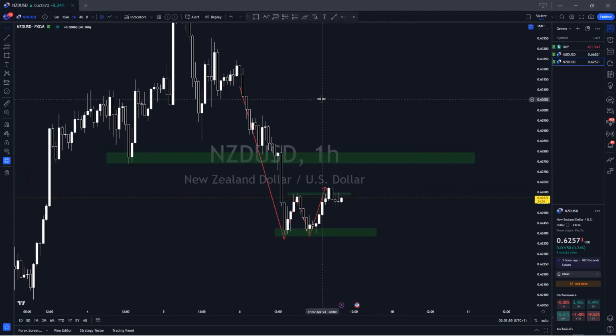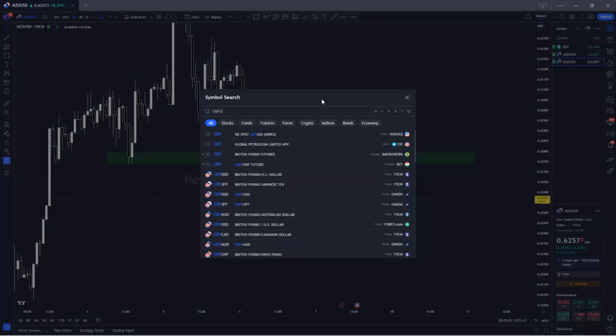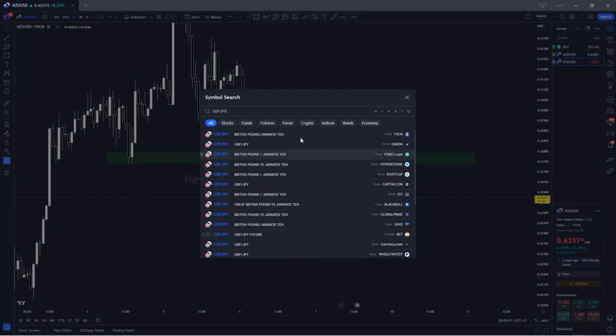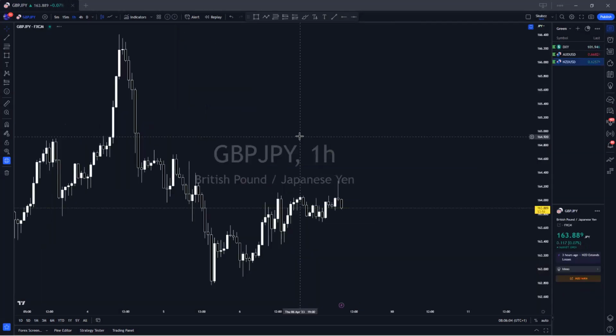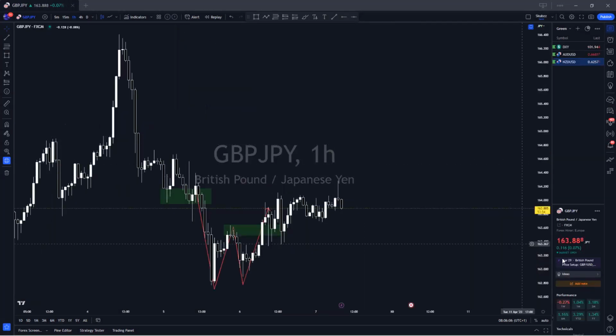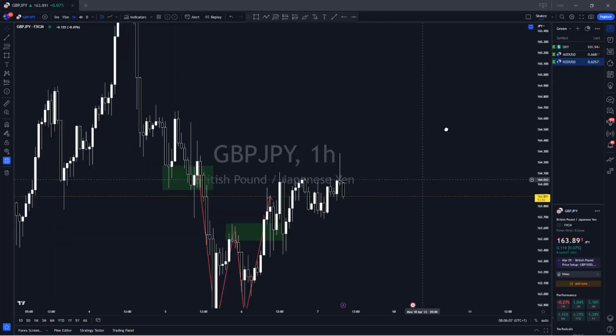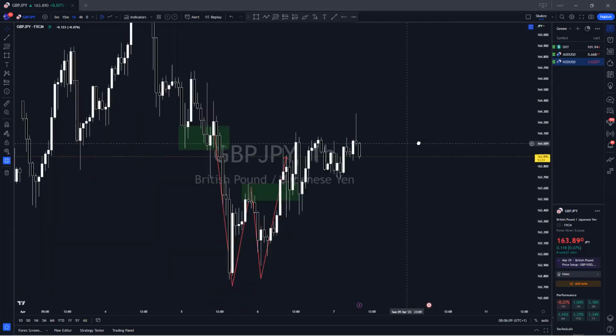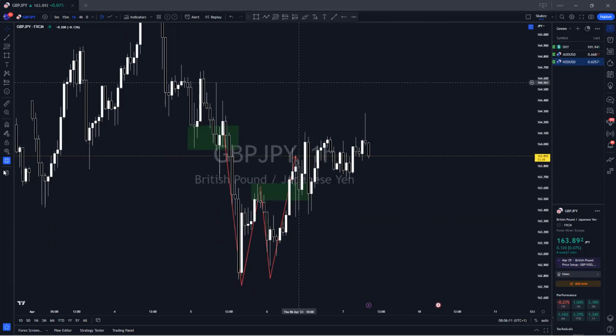Okay, GBP JPY. Wow. So now look at how GBP JPY is doing. Yeah? So let's go to the 4H.